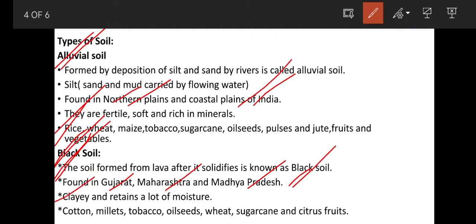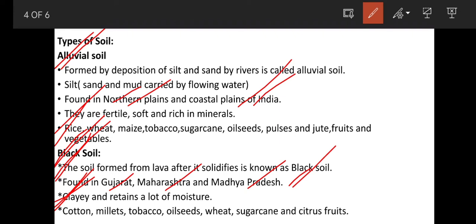What do you mean by clay? Clay means the soil that contains a large amount of clay. In this soil we will find clay, and this type of soil, that is black soil, retains a lot of moisture. It means that in these soils we will find liquid. These types of soils are wet.